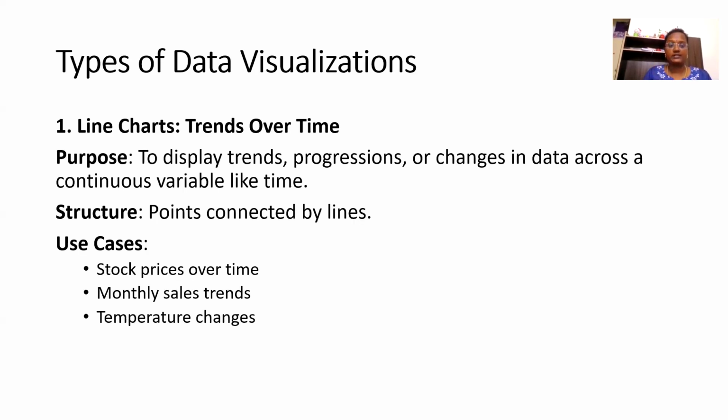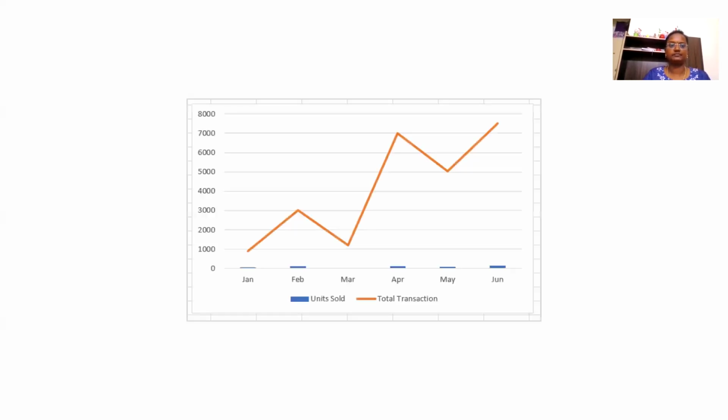For the types of data visualization, first we are going to see the line chart, which shows trends over time. The main purpose of a line chart is to display the trends, progressions, or changes in the data across a continuous variable like time, date, years, like that. The structure of a line chart is points connected by a line. We can use this line chart for stock price over time, monthly sales trends, and temperature changes.